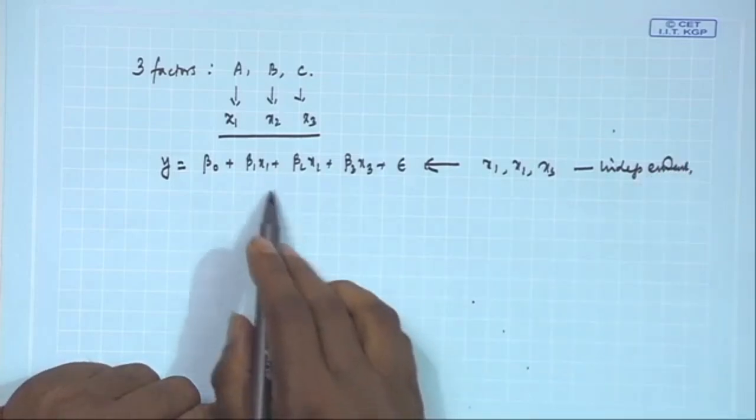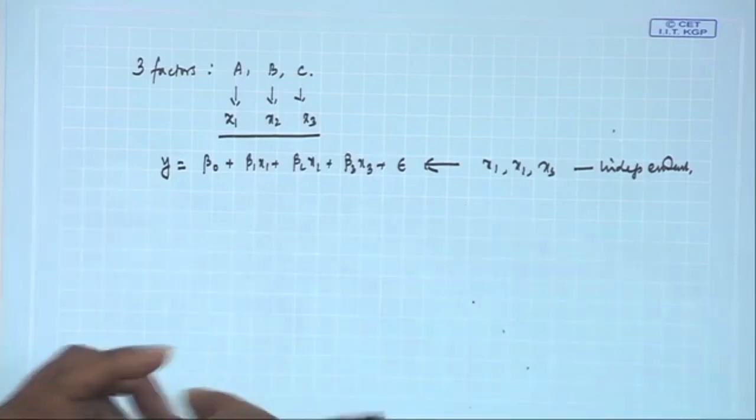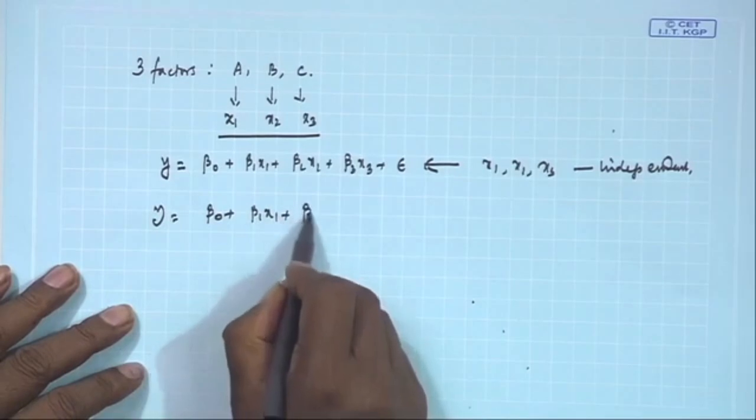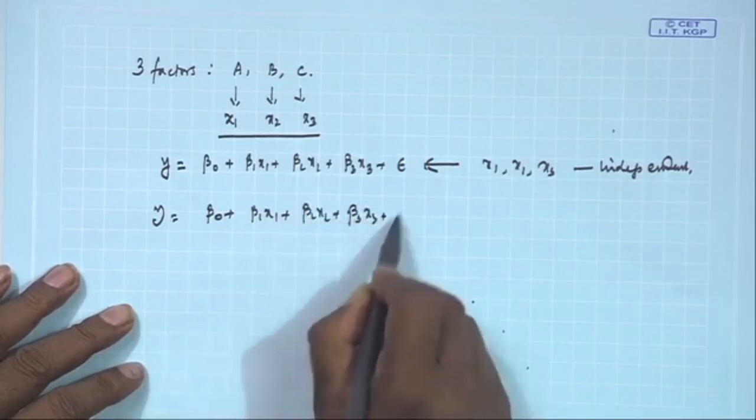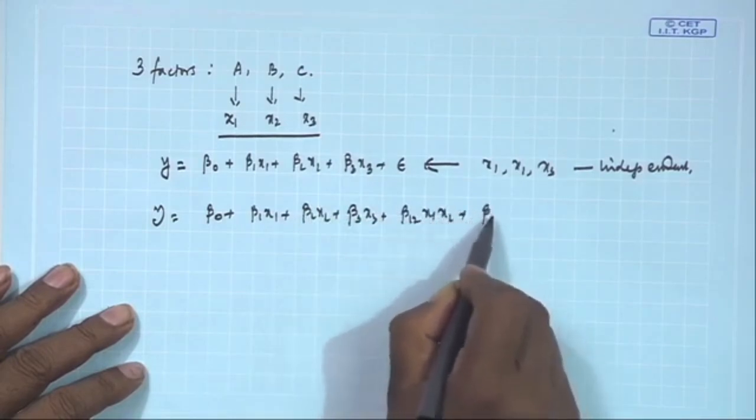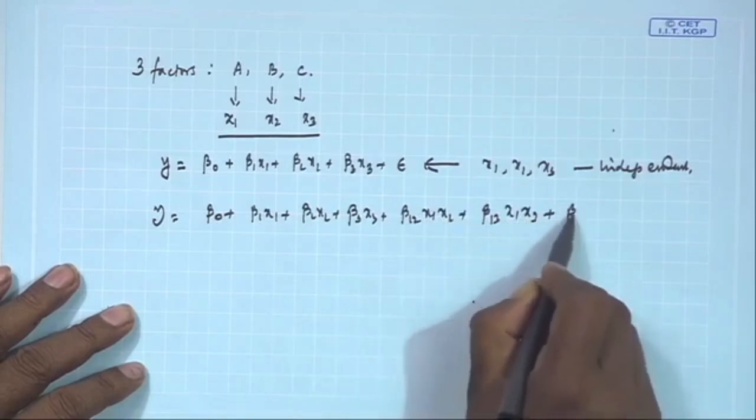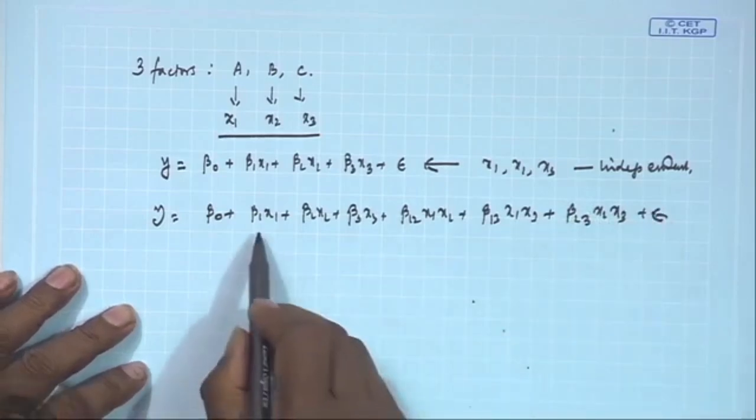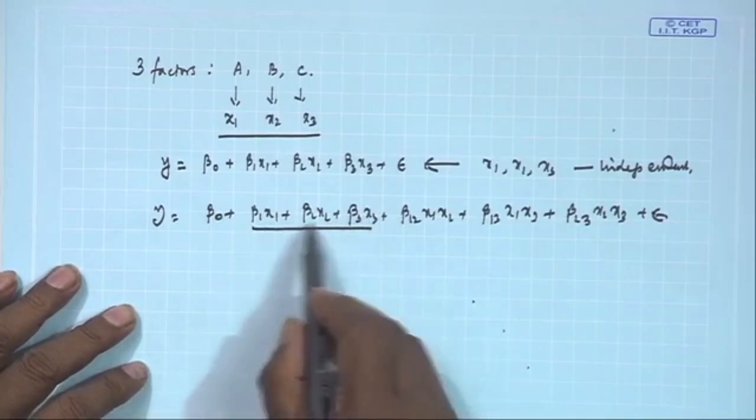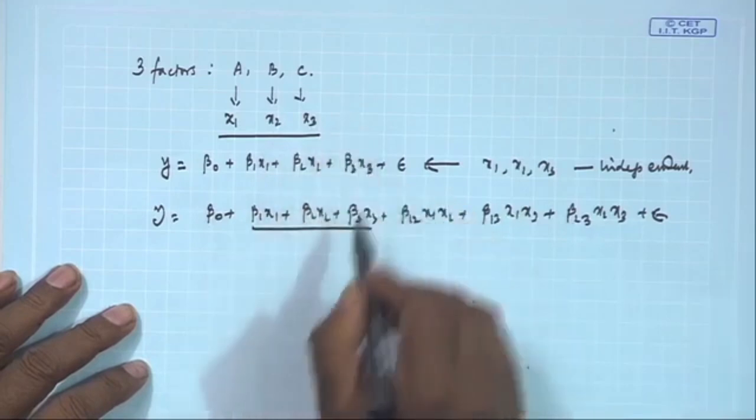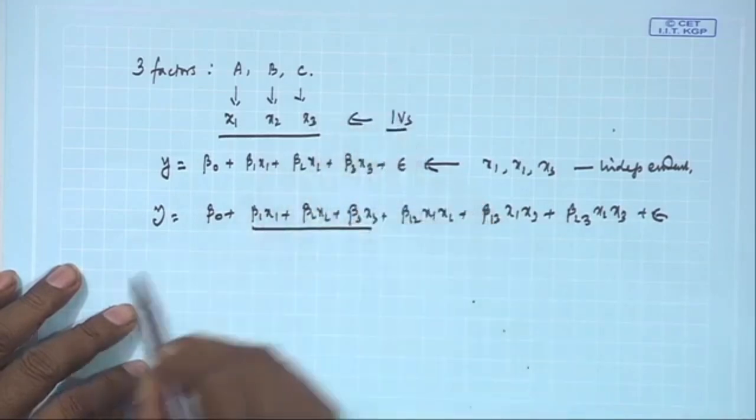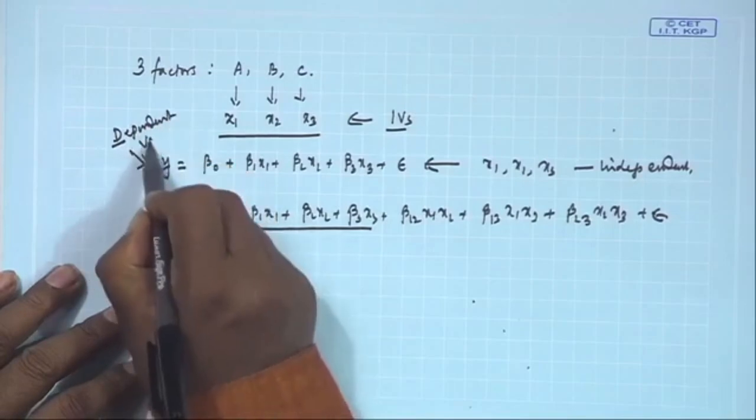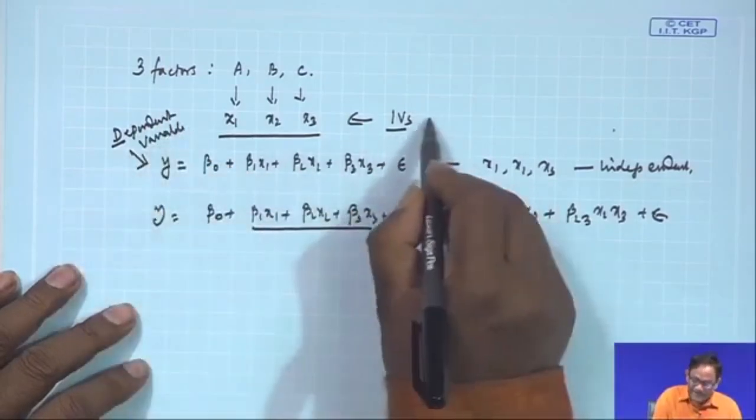If there is some amount of dependency between these x, we can also write something like this: beta 0 plus beta 1 x 1 plus beta 2 x 2 plus beta 3 x 3 plus beta 12 x 1 x 2 plus beta 13 x 1 x 3 plus beta 23 x 2 x 3 plus epsilon. Here you see there are parameters related to the factors or the variables, and these variables x we say are independent variables, IVs, and y is known as the dependent variable, and all x are independent variables.